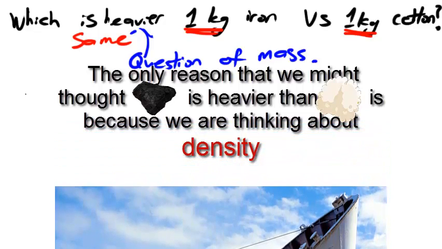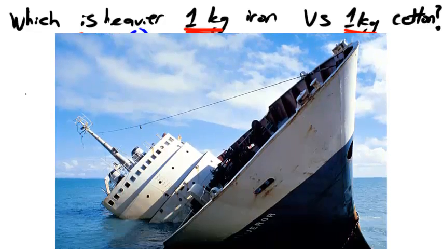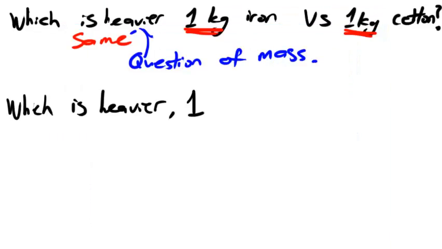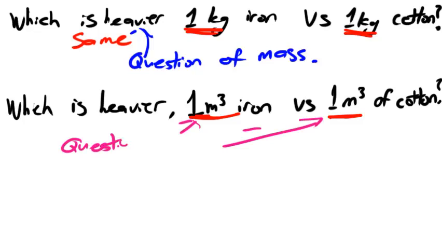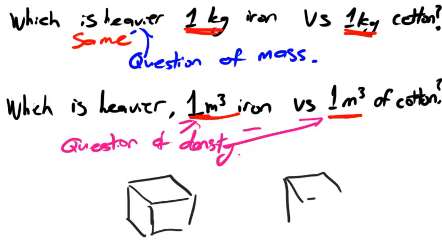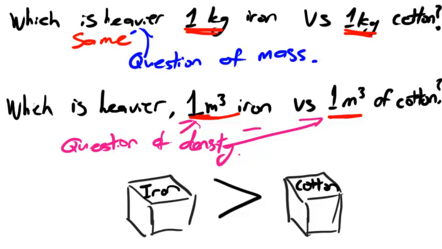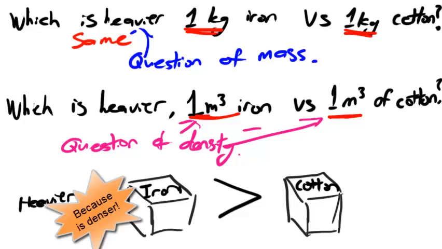Well, to be more clear, let's compare it to a different question. Which one is heavier? 1 cubic meter of iron or 1 cubic meter of cotton? Now we are asking a question that makes you think about density. We all know that given the same size, same volume, iron will be much heavier than cotton. We know that iron is denser than cotton.